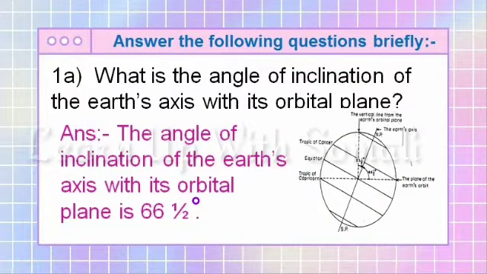Dear students, let's look into answering the following questions briefly. The first question is, what is the angle of inclination of the Earth's axis with its orbital plane? The answer is, the angle of inclination of the Earth's axis with its orbital plane is 66.5 degrees.